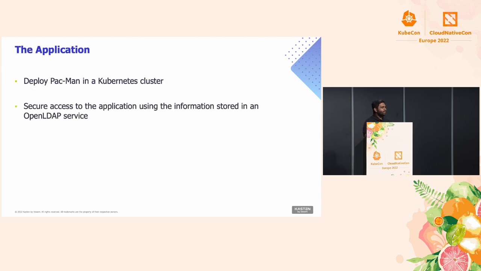All right, so now we introduce the super critical application that we want to secure, and that's Pacman. So at the end of this tutorial, you'll have Pacman installed on your machines, and we'll be securing access to it by authenticating against an Open LDAP server running in your Kubernetes cluster too.